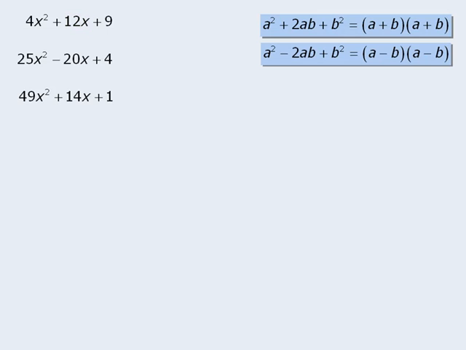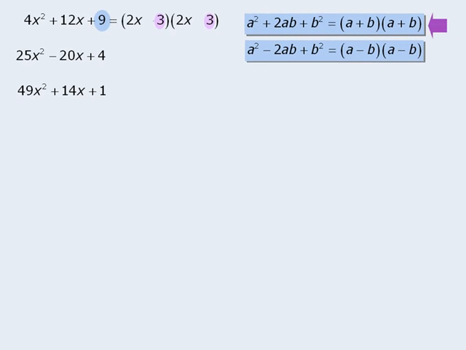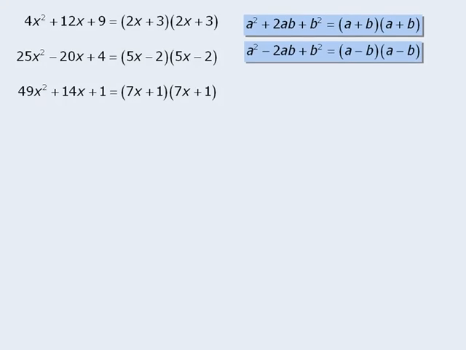As such, this is one of our special products. These other two products meet the same criteria, so they are special products as well. To factor the first polynomial, we'll take the square root of the first term to get 2x, and we'll take the square root of the last term to get 3. Since this polynomial has the same form as this special product, the two binomials in our factorization will both feature plus signs. The next polynomial can be factored as follows, and this is how we factor the last polynomial.